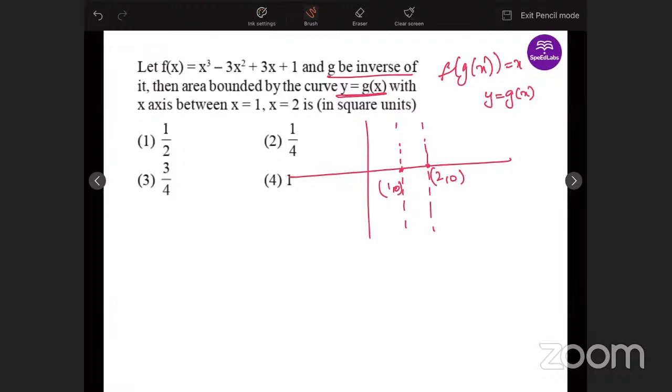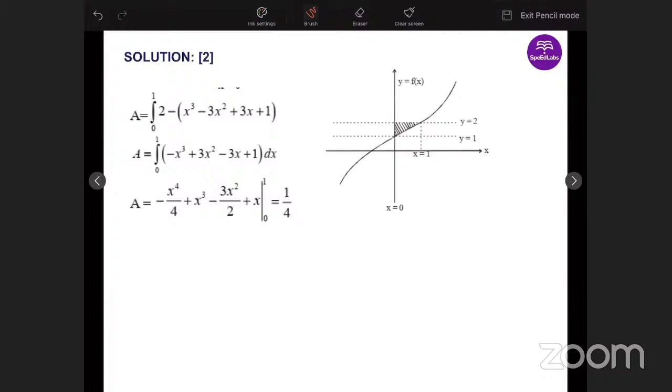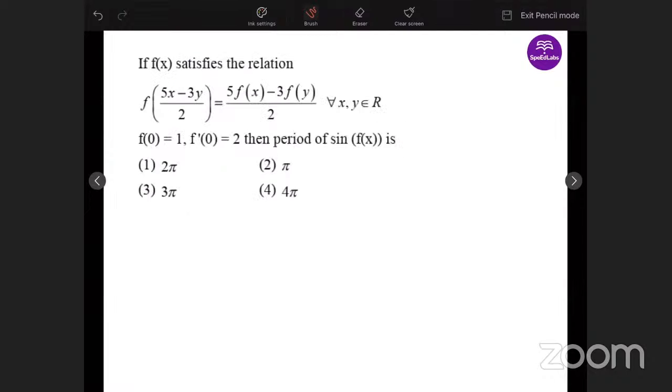Let's get back to this question a bit later. Let's move forward. Please do this question. If f of x satisfies the relation f of (5x minus 3y) upon 2 is equal to 5 times f of x minus 3 times f of y upon 2 for all x, y belonging to R, f of 0 is equal to 1, f dash of 0 is equal to 2, then the period of sine of f of x is.